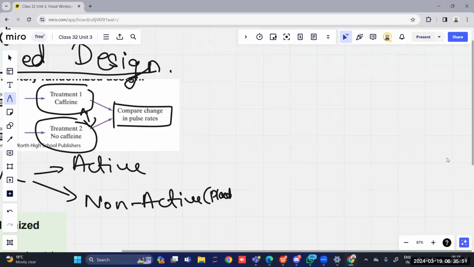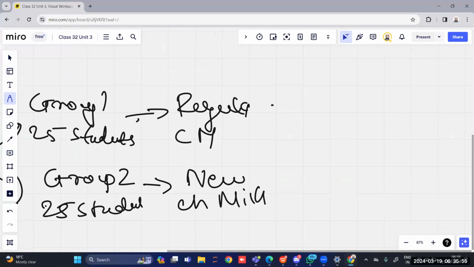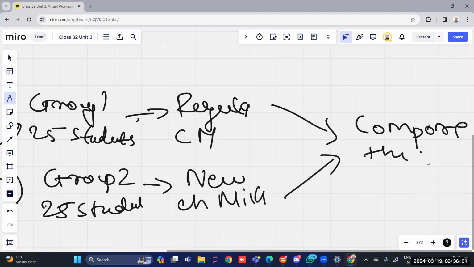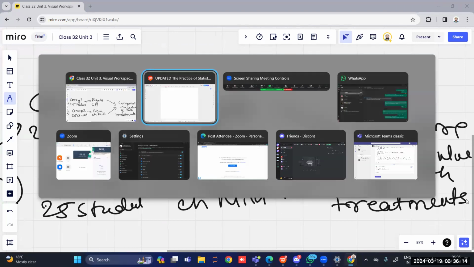Then what we'll do at the end, I want to compare the conclusion of the result. Compare the conclusion of both treatments. Of both treatments. Is it clear? That was the thing. Is it clear, Zaid?